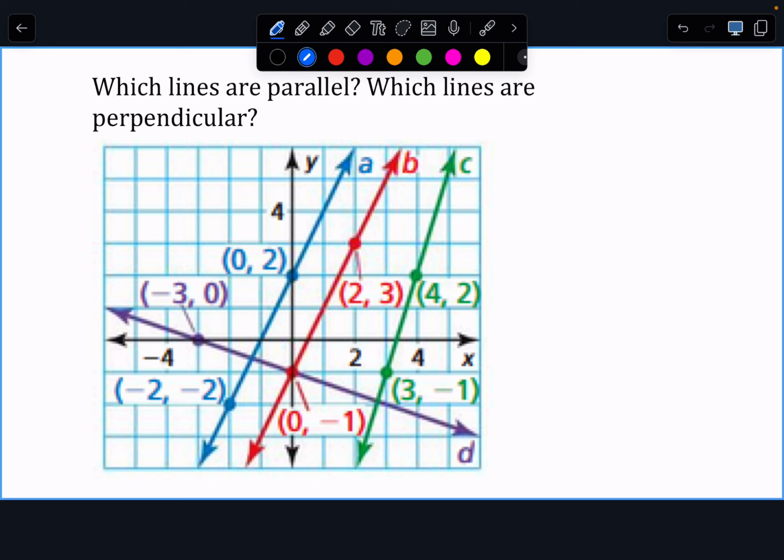Okay? And what I want you and your elbow partner to do is look at these 4 lines, A, B, C, and D, or if you would like to call them blue, red, green, purple. I want you to figure out: are any of them parallel? Are any of them perpendicular? I'm going to give you about 2 minutes to make those decisions.